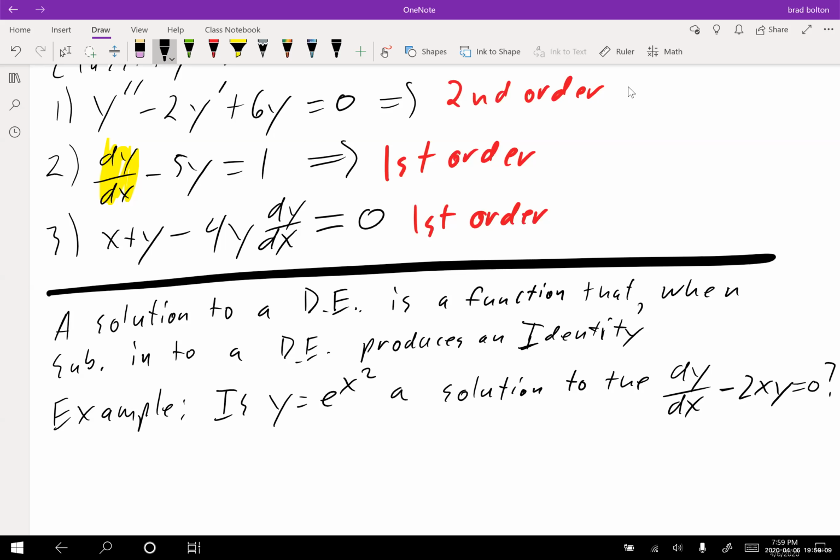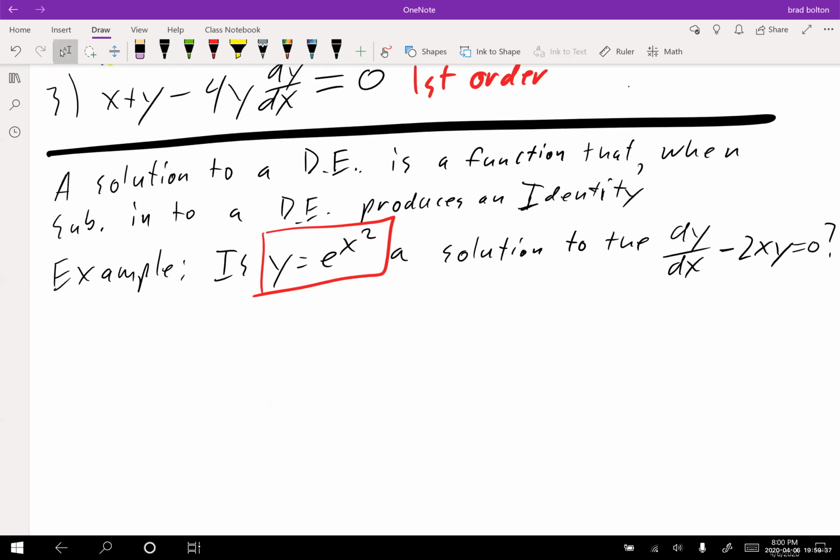Now, normally when you're working with problems and somebody asks you for a solution, you end up getting something like x equals 5 or y equals 2. But remember, we're working with differential equations. So the solutions to differential equations are functions themselves. So in this problem, y equals e to the x squared is the solution that they want us to check. They're saying that's our actual answer. And the way we check it is we plug it into the differential equation.